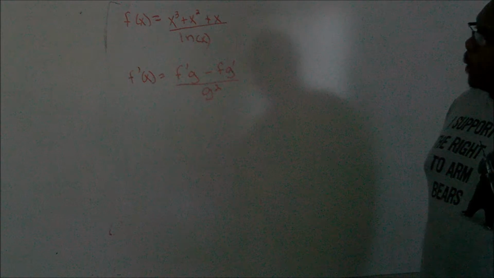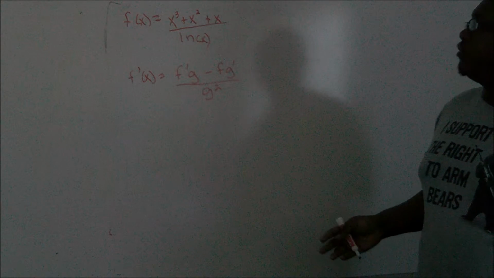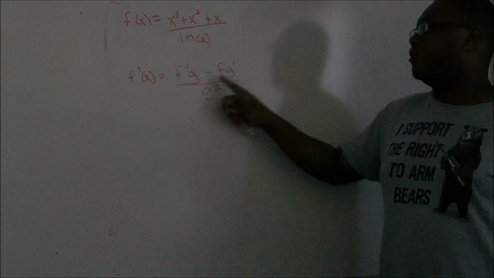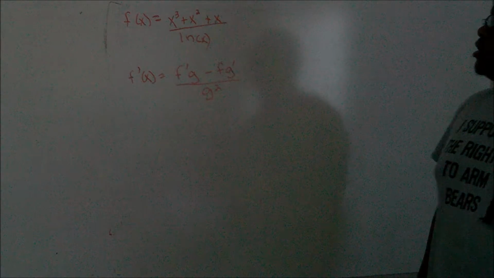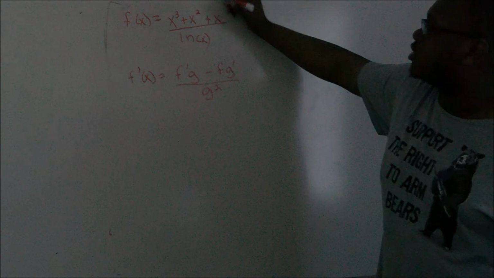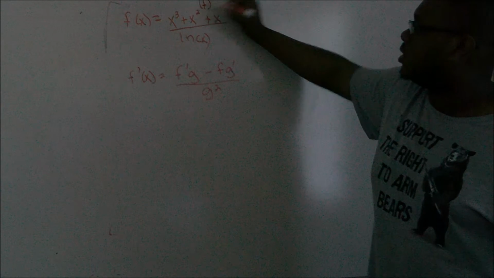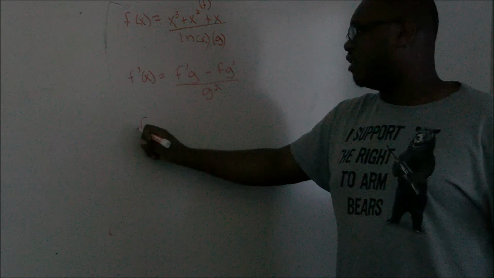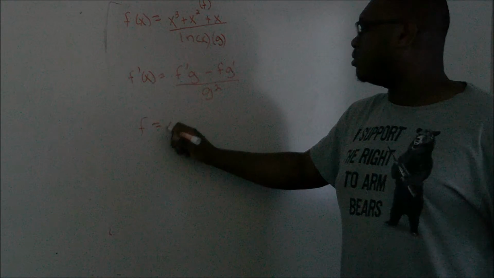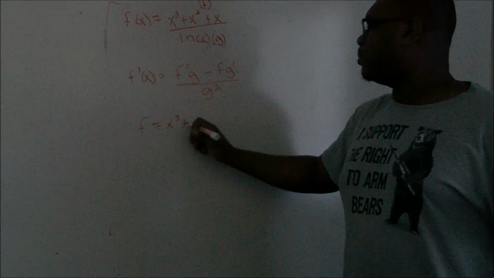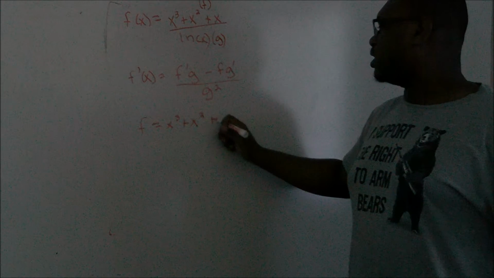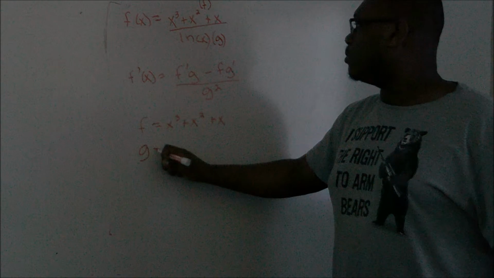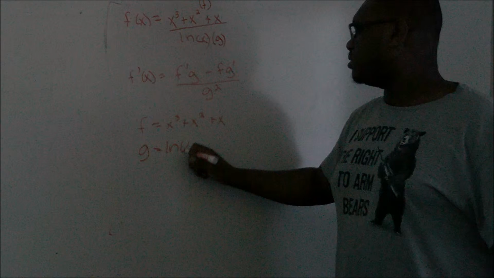Now, all we have to do, same thing as with the product rule, is determine what f is, what g prime is, and then in this new term here, we have to determine what g squared is. So, like I said, I always label the top function as f, and the bottom function as g. We make our little table down here. We say f is equal to x cubed plus x squared plus x, and we say g is equal to natural log of x.